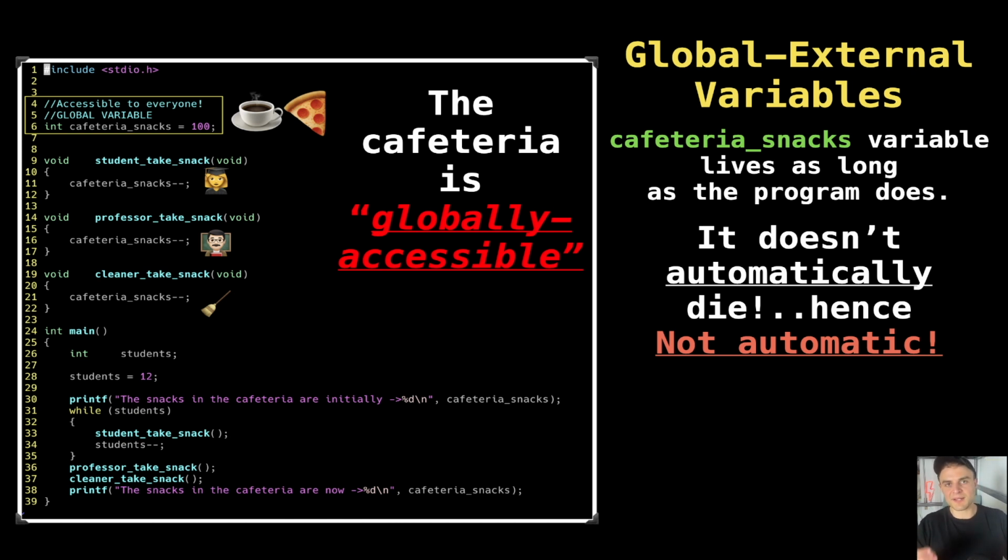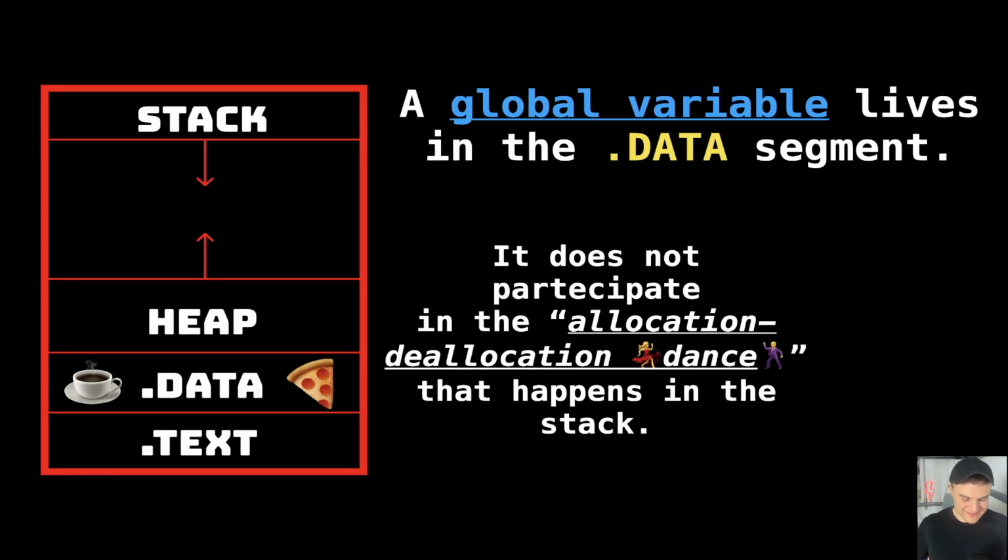So everyone can influence the value of the global variable cafeteria. I hope my silly ideas are easy to grasp. So how does it happen that a global variable is accessible to everyone?